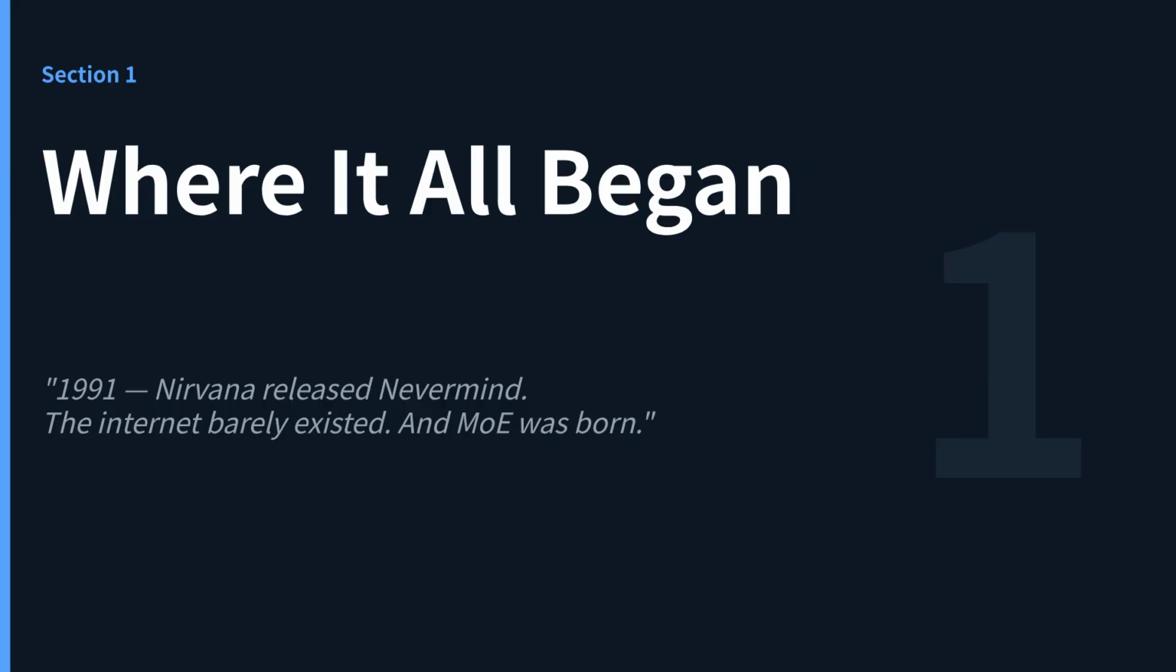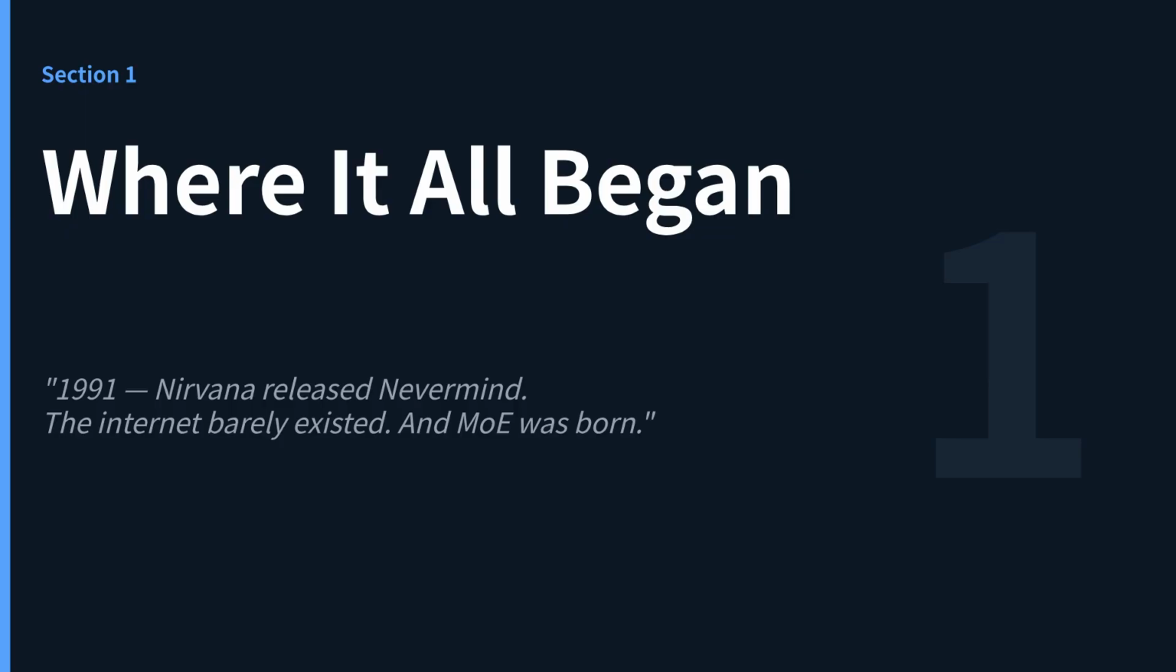Now, to understand where this idea comes from, we need to go all the way back to 1991. The year that Nirvana released Nevermind, the internet was barely a thing, and a group of researchers were busy solving a very different kind of problem. The key players were Robert Jacobs, Michael Jordan, Steven Nowlan, and Geoffrey Hinton. Yes, the Geoffrey Hinton who would later win a Nobel Prize.